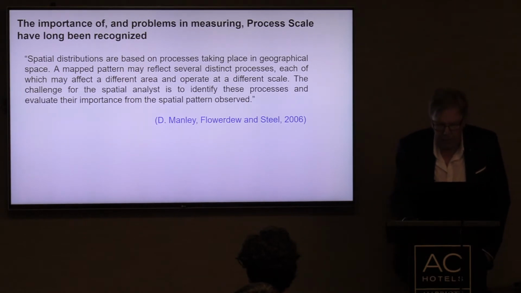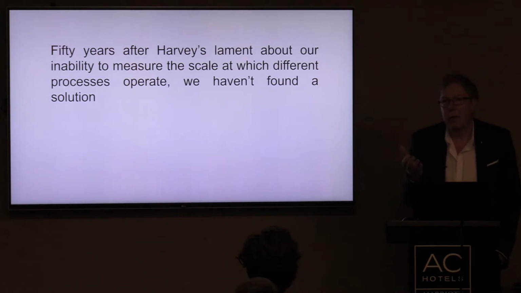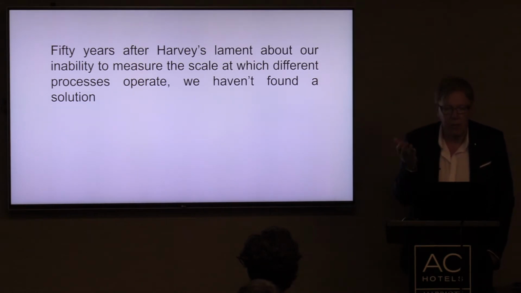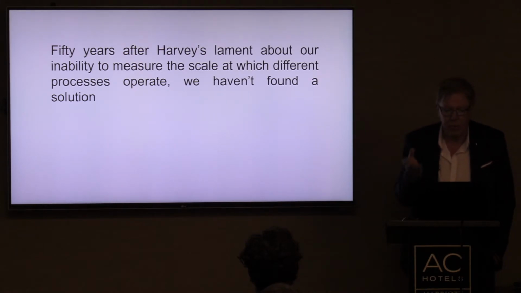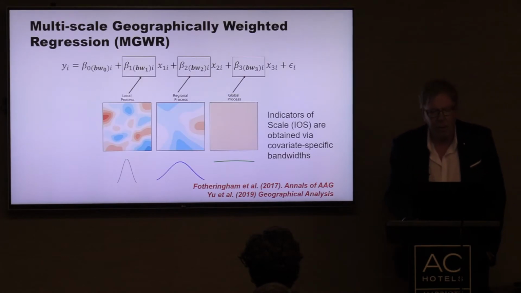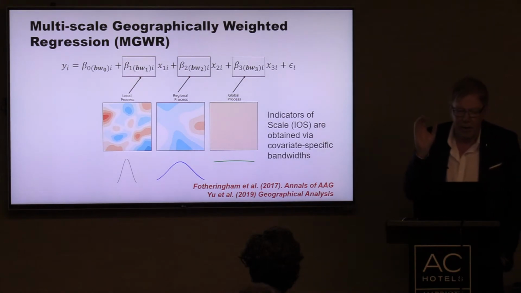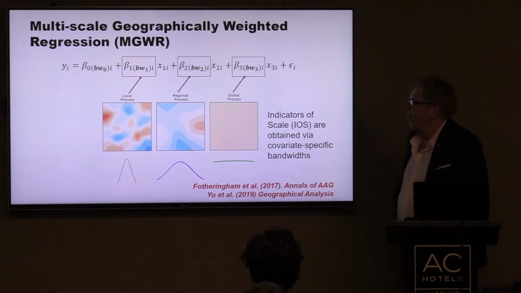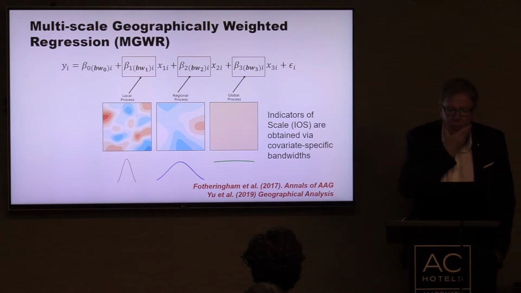Okay? So this is a kind of standard problem. And 50 years, at least, now after Harvey's lament about our inability to measure the scale at which different processes operate, we haven't found a solution until now. Okay, right. And like many of life's problems, we can find a solution in local modeling, and particularly this type of local modeling: multi-scale geographically weighted regression.